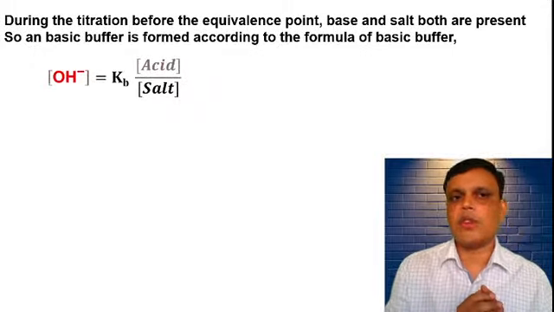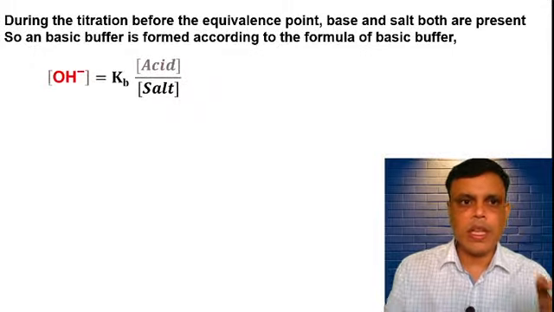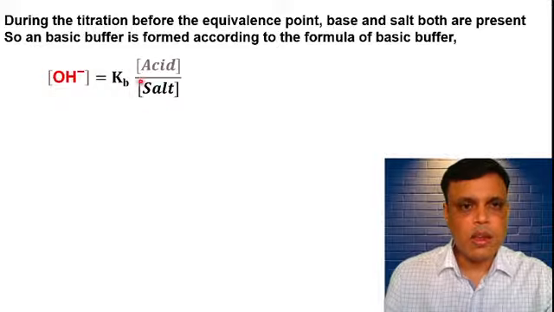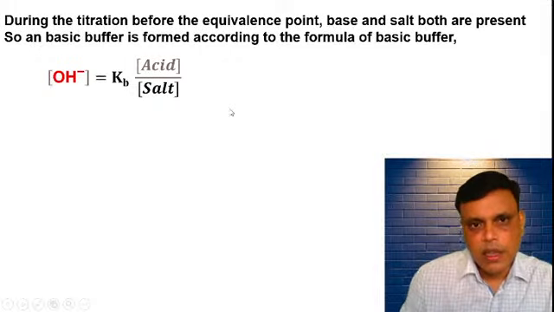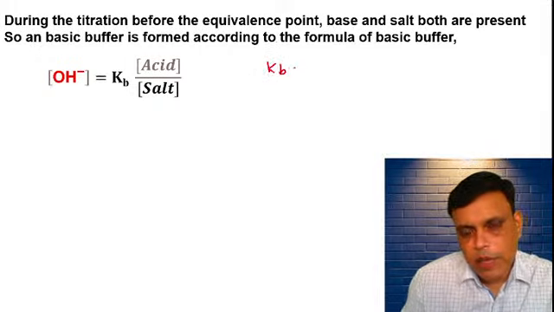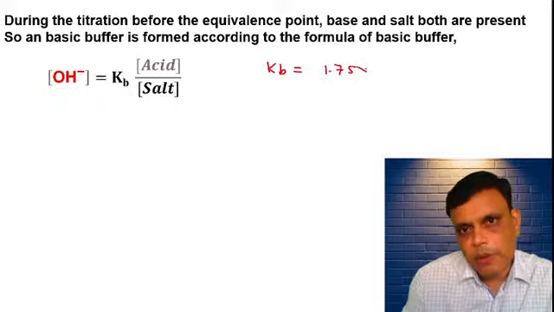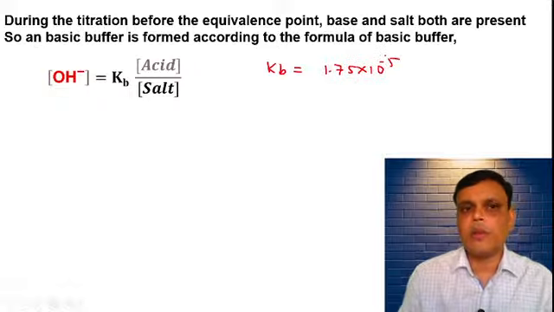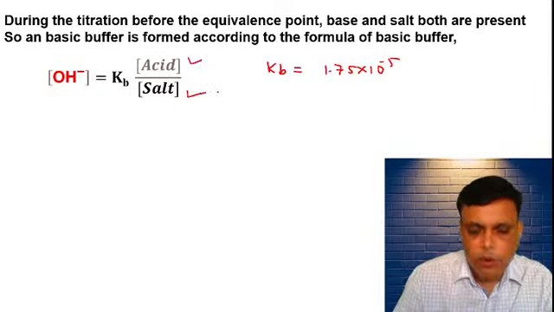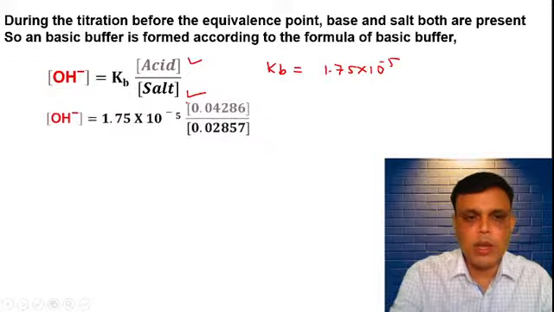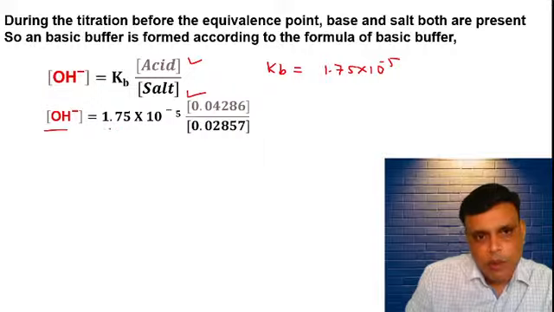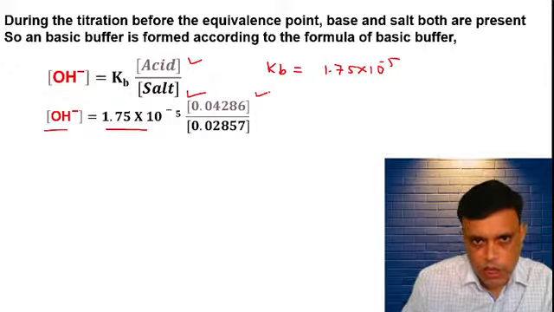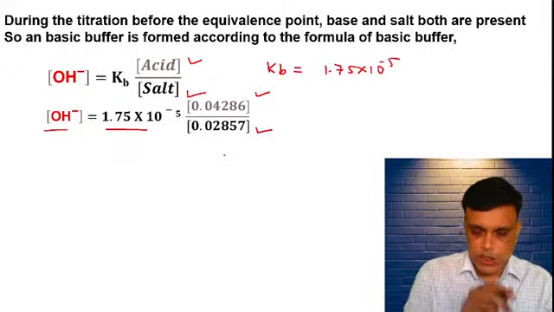So this is the formula. Concentration of OH minus ion is equal to Kb, that is the dissociation constant of base, times acid divided by salt. Here the value of Kb has been given to you, Kb is equal to 1.75 into 10⁻⁵. The acid and salt concentrations we have already calculated. So just put these values in: concentration of OH minus ion is equal to Kb, 1.75 into 10⁻⁵, times what we just calculated.